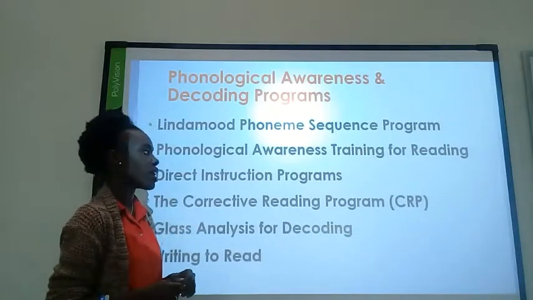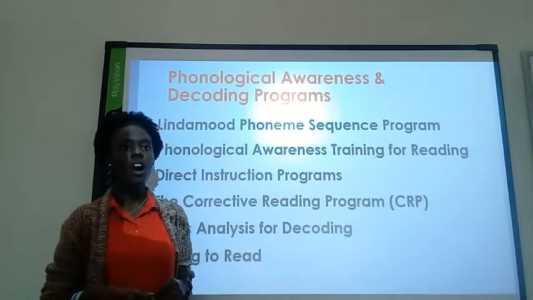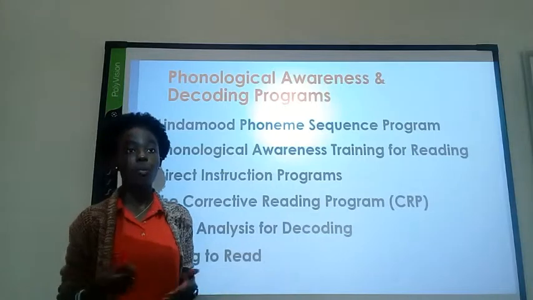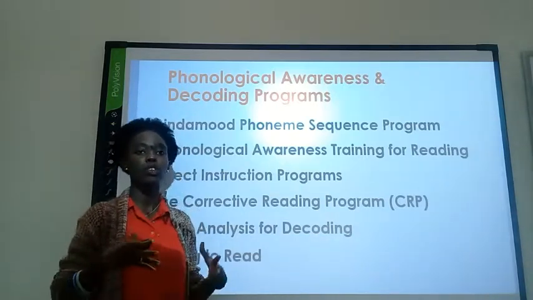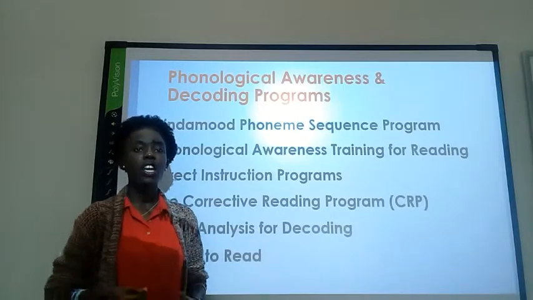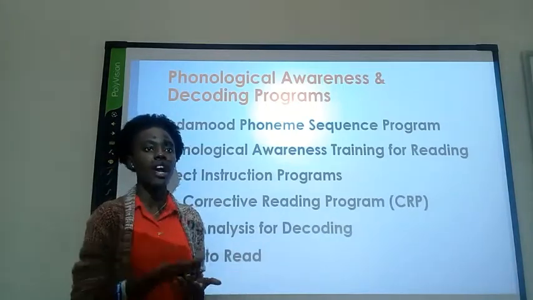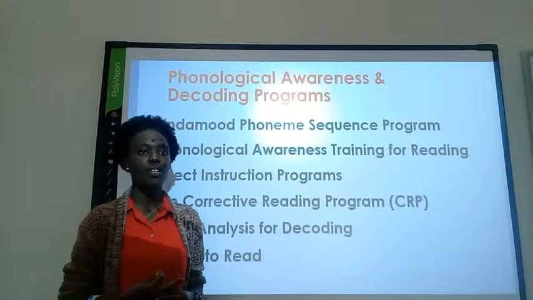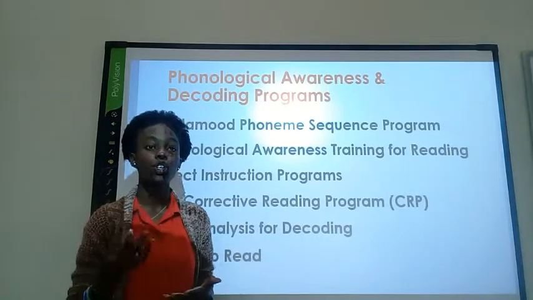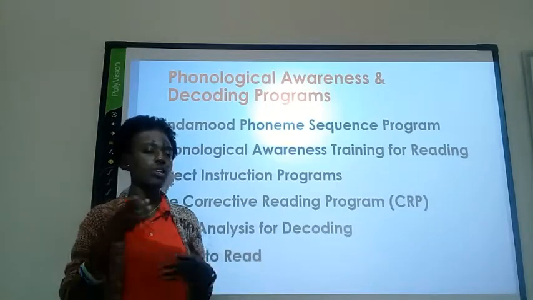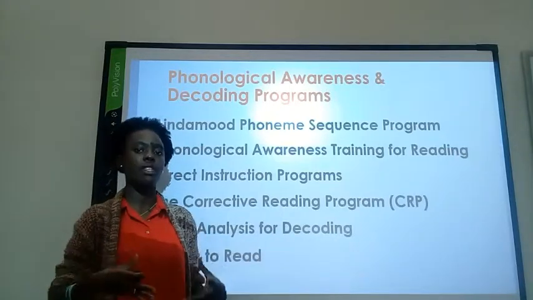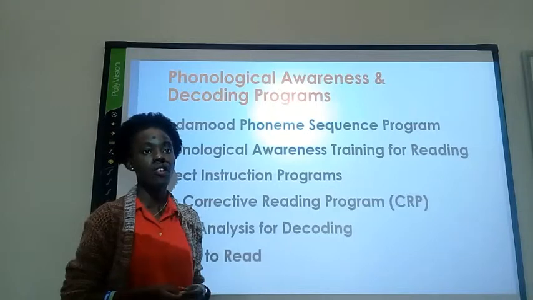The corrective reading program, also known as CRP, is a remedial program for upper primary, middle school, and high school students who have not mastered decoding and comprehension. It is also related to the direct instruction strategy. It increases and ensures time on task, which is very important, as teachers know that we have very little time, and so to get everything in a lesson, that is very important.